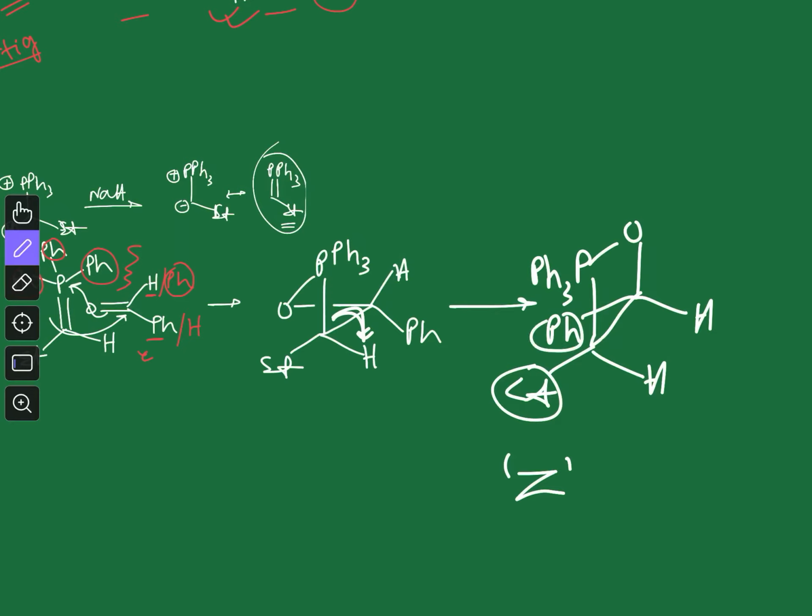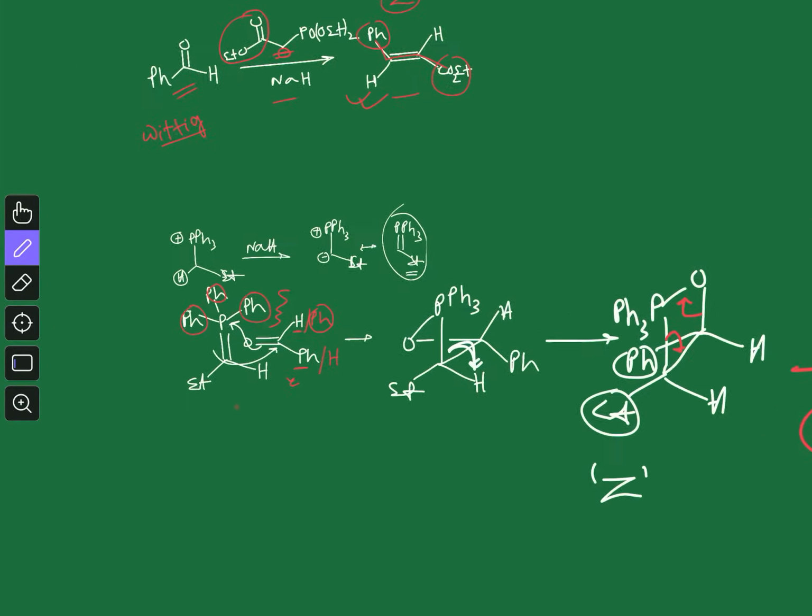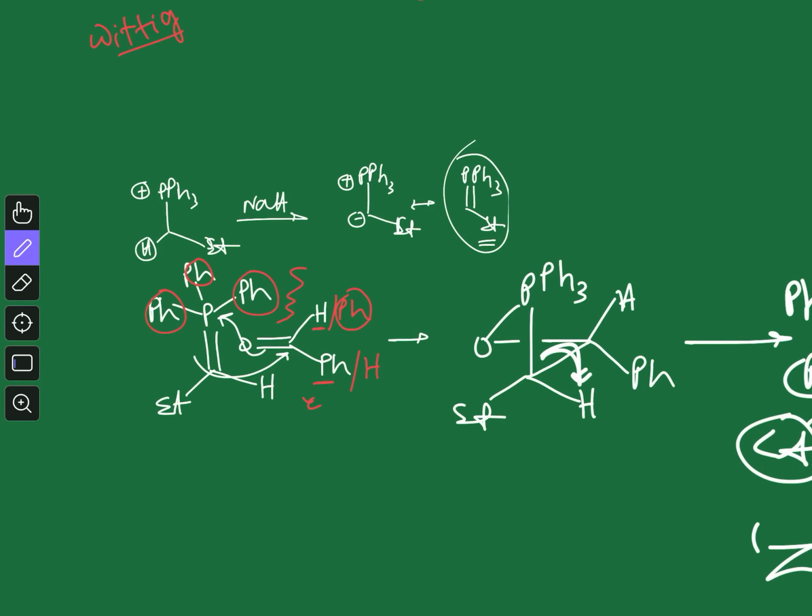And now if this oxaphosphetane collapses, so how it will collapse, so this bond will go here and this will come here. So now if it collapses, you will get this hydrogen, phenyl, ethyl, hydrogen. So you can see this ethyl and phenyl, they are in the same side. So this is how you get the Z alkene starting from the unstable ylide. From an unstable ylide you are getting Z alkene.